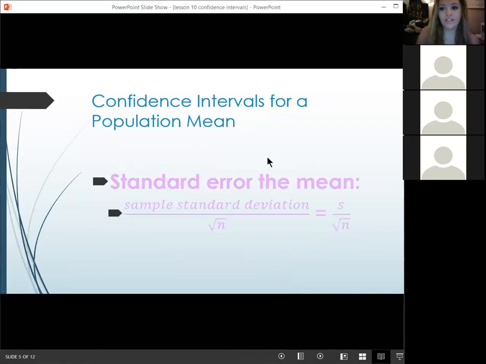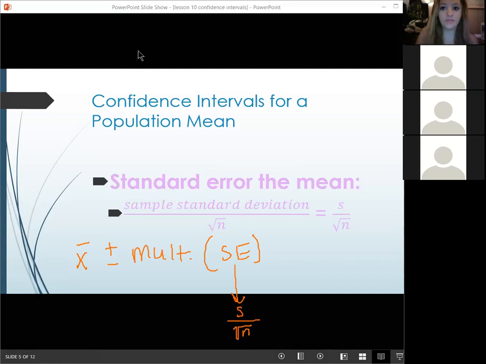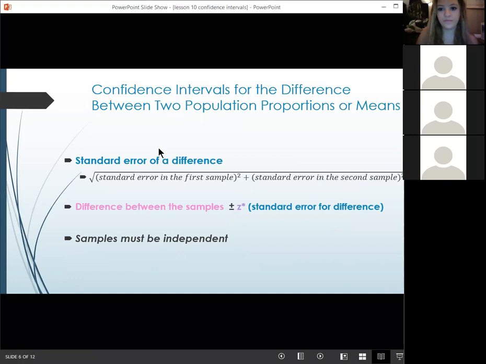Then for a population mean, the only difference is that our standard error of the mean is different. We take our sample standard deviation, which is s, and divide by the square root of n, the square root of our sample size. So our equation has our point estimate, which is our sample mean, plus or minus our multiplier times our standard error. But in this case, our standard error is s divided by the square root of n, which is different from our sample proportion.